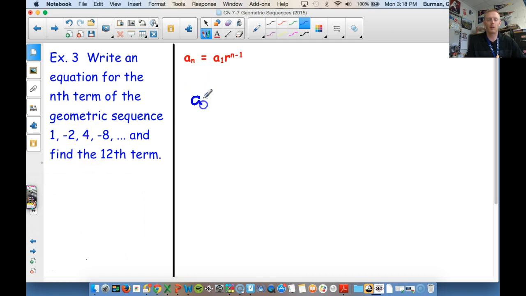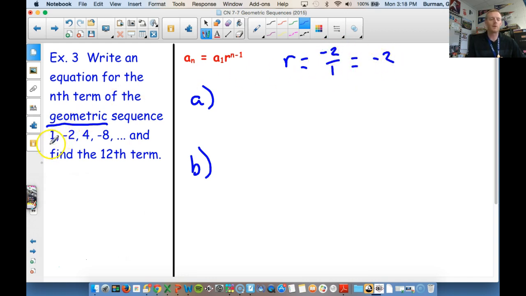So we're going to have a part A and a part B. Now part A is, if we look at this, we need to figure out what r is equal to. So r is going to be equal to, because we know it's geometric, we're going to do the second term divided by the first term, so a negative 2 divided by 1, which is equal to a negative 2.